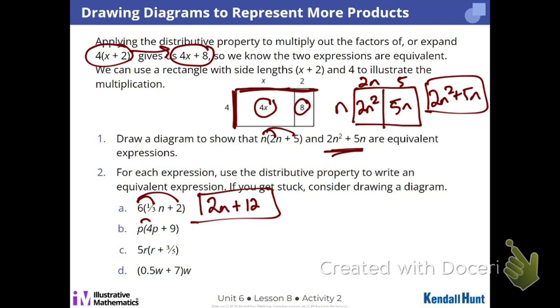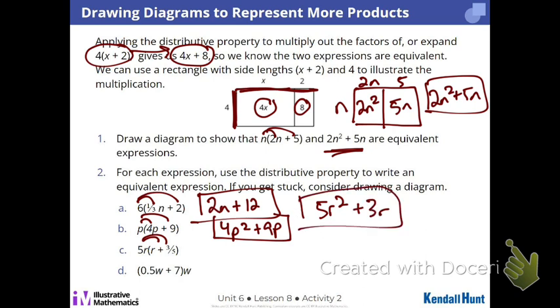Help me out. What's P times 4P? 4P squared. And what's 9 times P? 9P. All right. Next one. What's 5R times R? 5r squared. And what's 5R times 3/5? 3r. That one's quadratic. That one's quadratic. Last one. What's 1/2 times W times W? 0.5 W squared. Yeah, half W squared. And what's 7 times W?